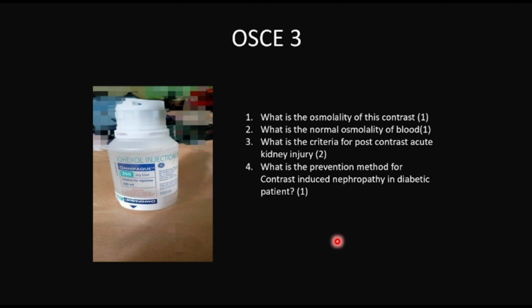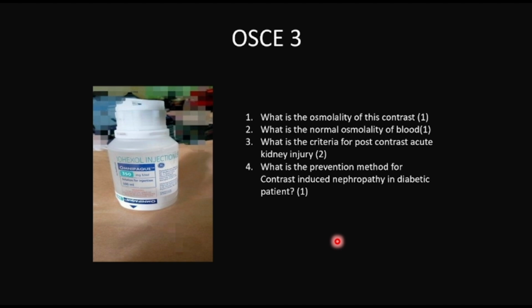The criteria for post-contrast acute kidney injury is elevation in absolute serum creatinine by 0.3 milligram per deciliter above baseline, elevation of relative serum creatinine by 50% above the baseline, or reduced urine output, that is less than 0.5 ml per kg per hour for at least 6 hours. This is the cutoff or the criteria for labeling it as post-contrast acute kidney injury.